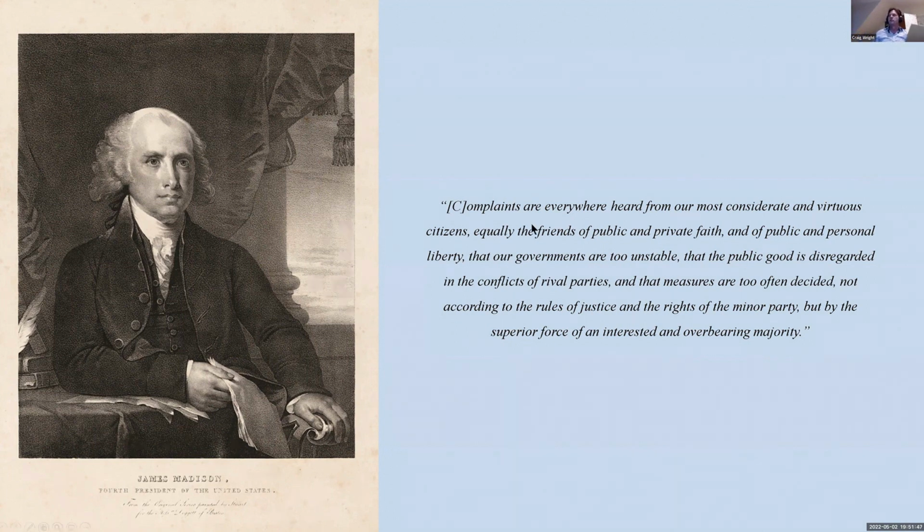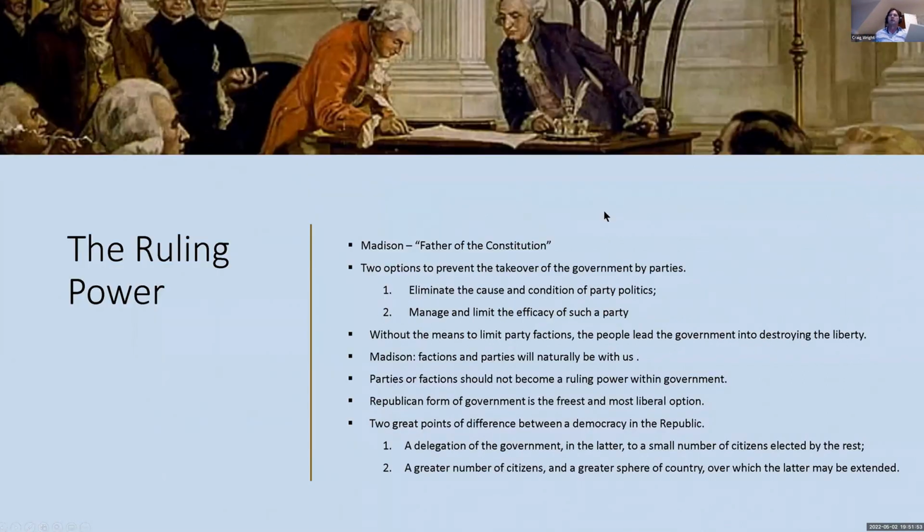Unfortunately, we have a lot of others now who take different sort of perspectives, but it really is a balance of ruling power. So we don't want party politics, but we can't get rid of them. So what we're seeking to do is balance them and limit the effect that they have. Now, without being able to limit party factions, how do we do this? How do we implement something that will lead the government into a system that won't destroy liberty? So Madison notes that factions will always be with us. And I think this is an important aspect to remember.